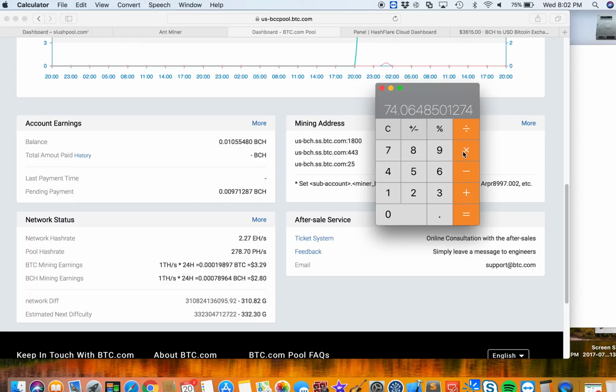Okay, so let's multiply this. Let's see if I'll be mining Bitcoin Cash for 1 month. For 1 month, if I mine Bitcoin Cash, then it will be 2,221.95. And for 1 year, if the rate stays the same, wow, so I'll be having 26,663.35. So I'm seeing that Bitcoin Cash right now is more profitable than the Bitcoin if you're mining.